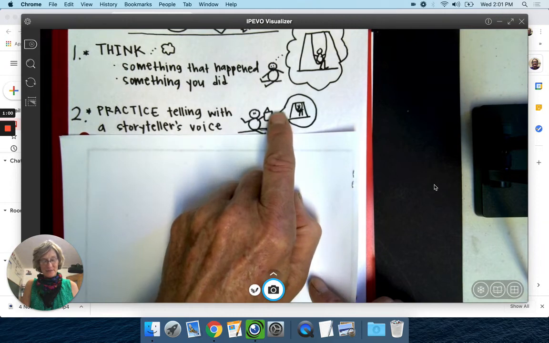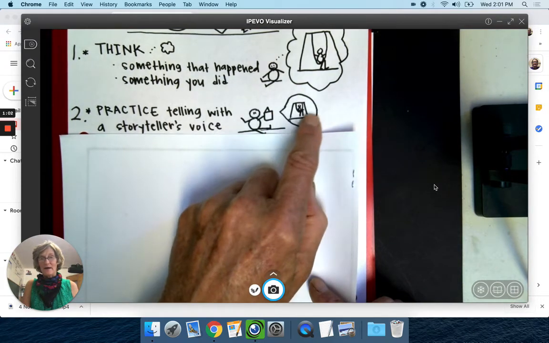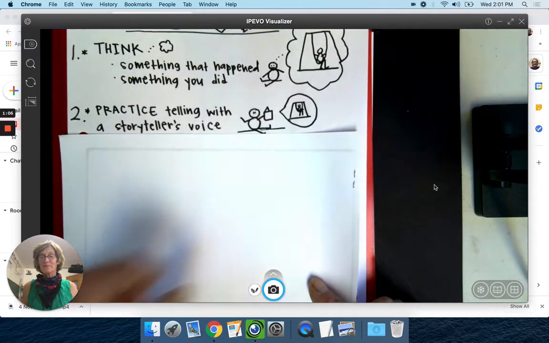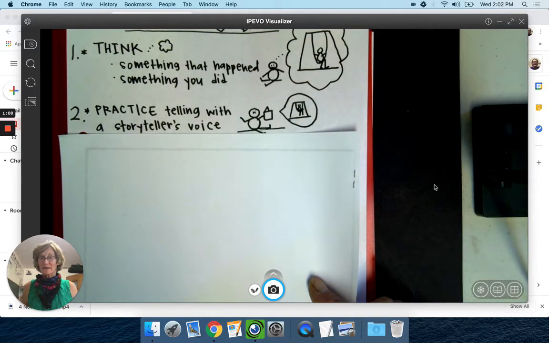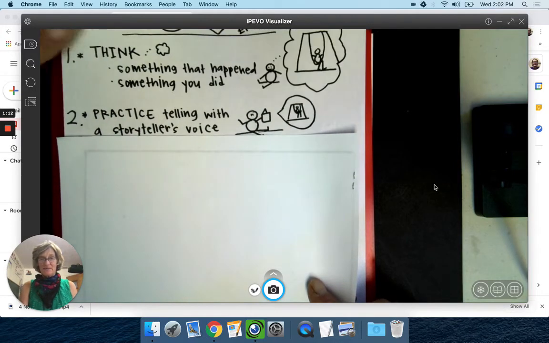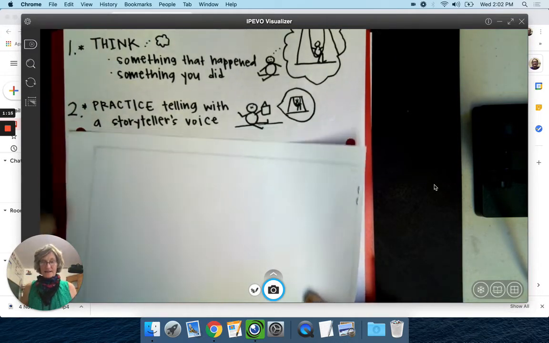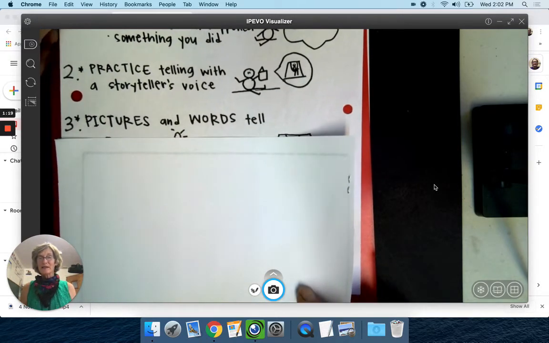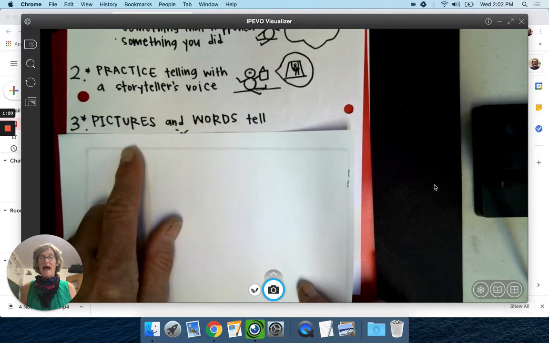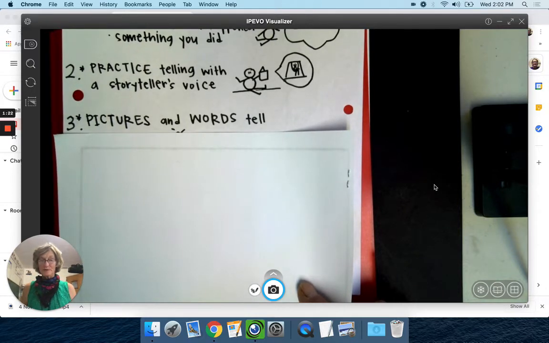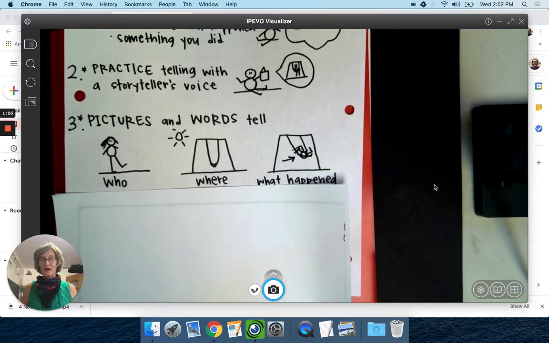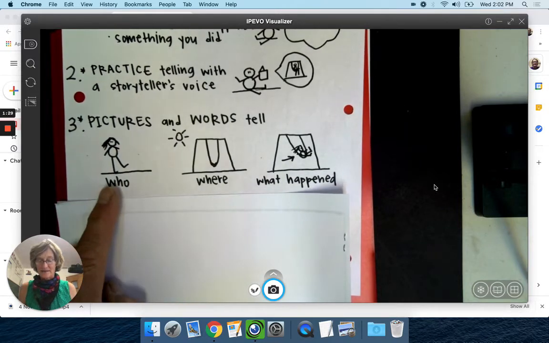This shape means you're actually saying it out loud. So you sent me a video telling me the story, and I told you my story. Now let's remember those stories so that we can go to number three and use pictures and words to tell the story. We are going to make sure we tell who is in that story.